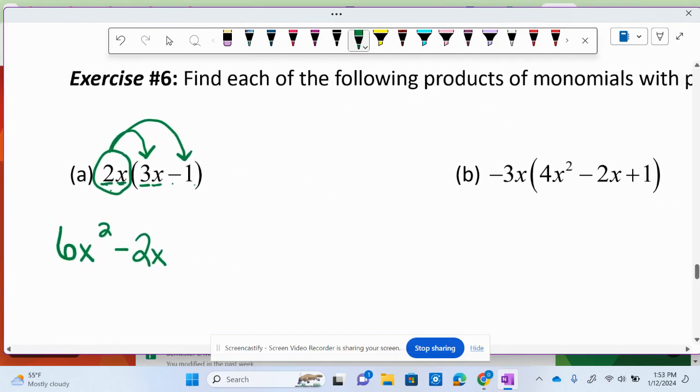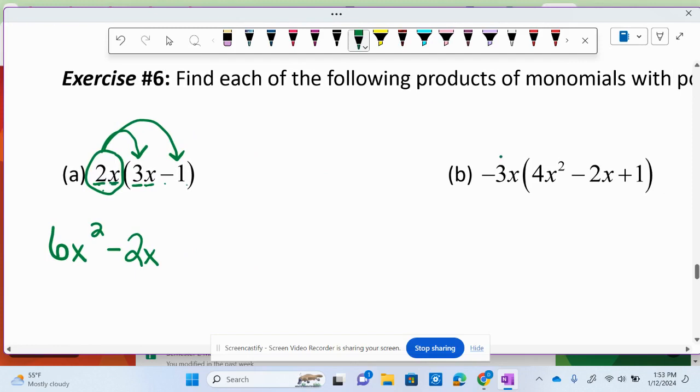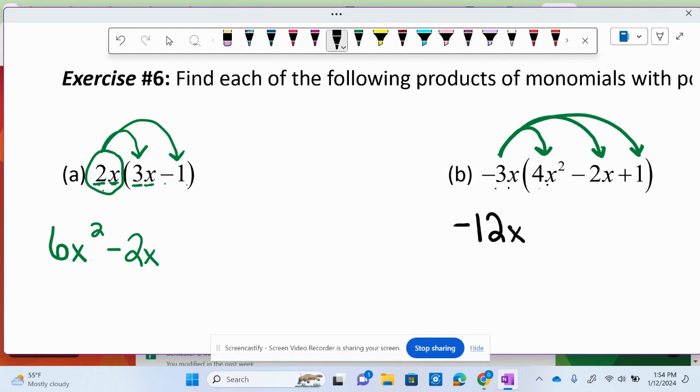Example B, I have a negative 3x that I'm distributing to each term inside of the parenthesis. So I have to multiply the constants or the coefficients first. Negative 3 times a positive 4 is negative 12. X times x squared is x cubed.